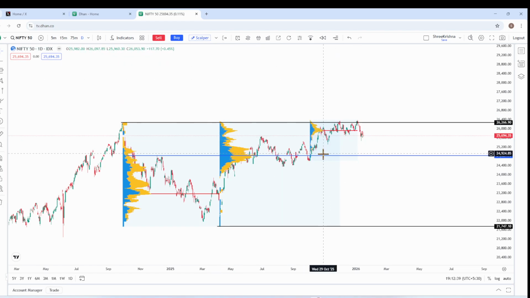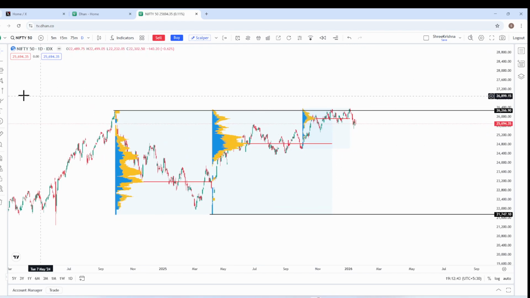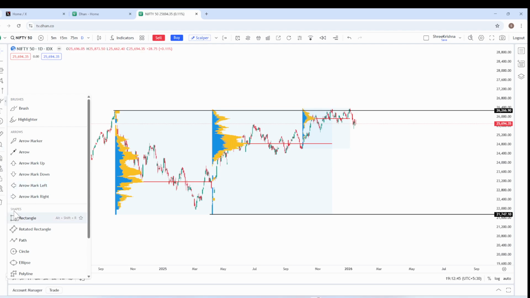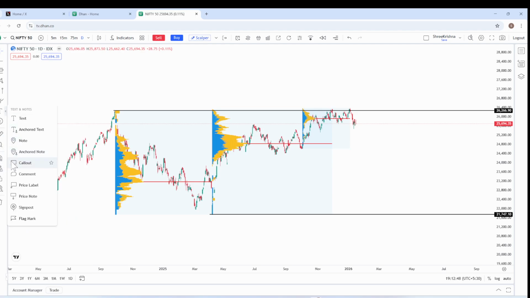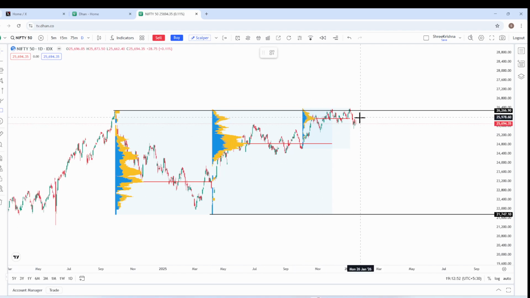So what you are basically understanding is the point of control, and you can use this small tool, 1 minute. Price label. You can use these price labels just to put in the price. This is the price label. 25,918 is one of the price labels.